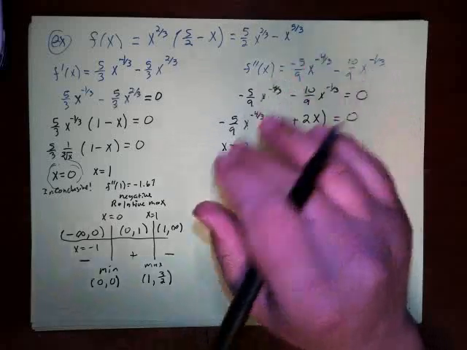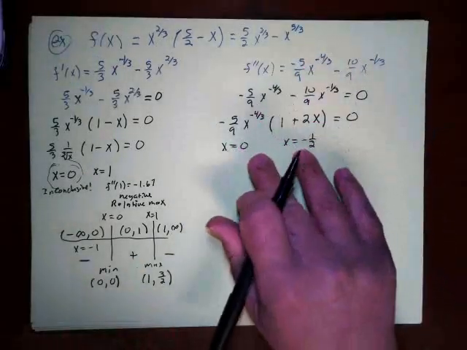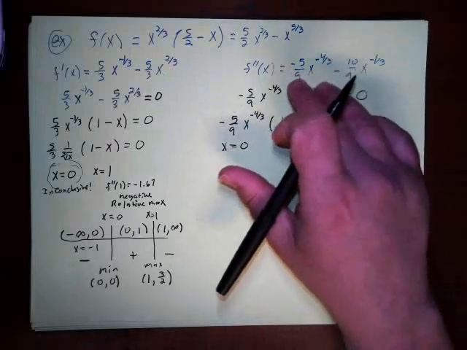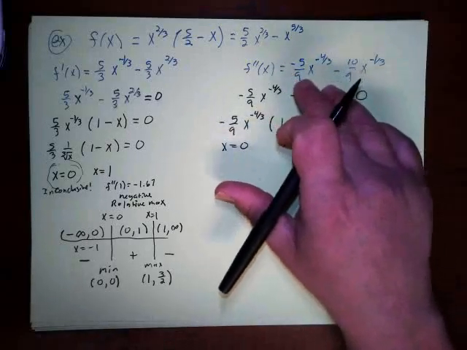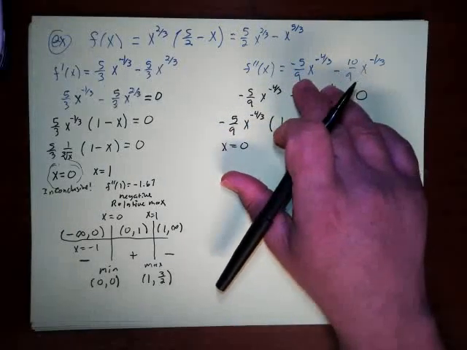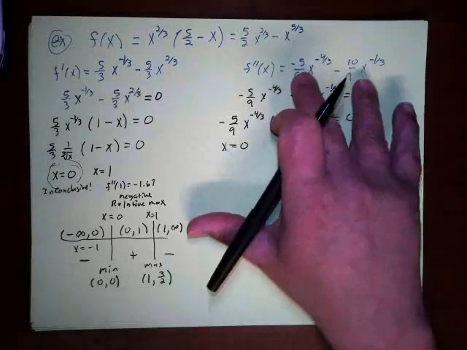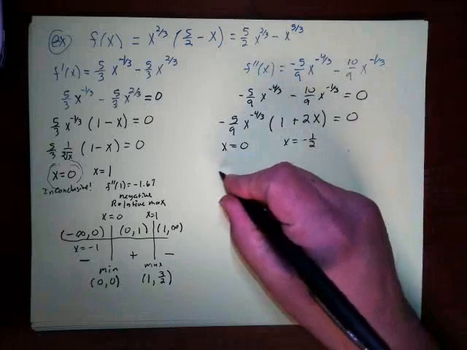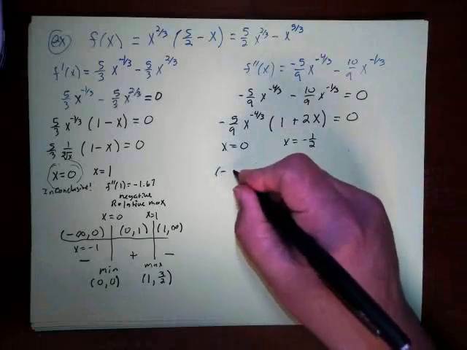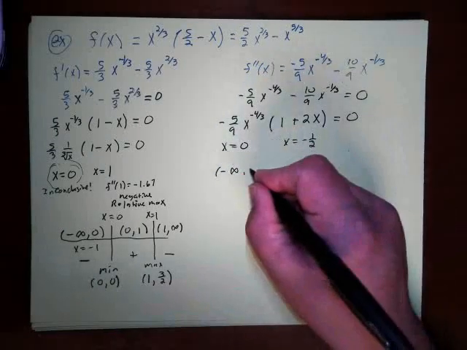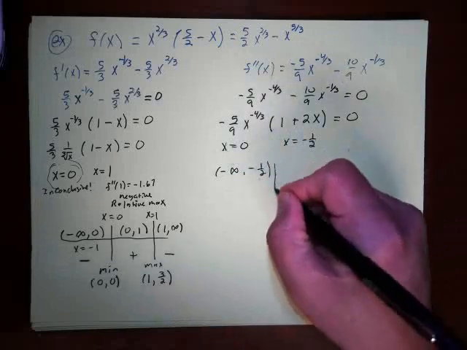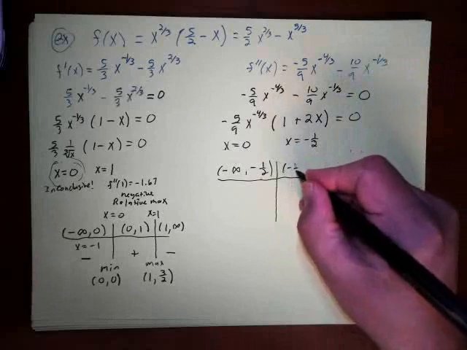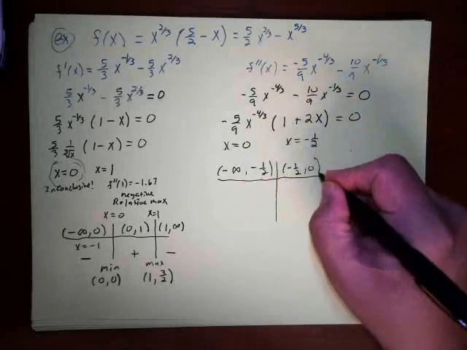But the point here is, in order to know if this is an inflection point, I got to see if the graph is changing its concavity. So I got to see if the sign of the second derivative changes at that point. So what I have here on my table, it would be negative infinity to negative 1/2. And then I have negative 1/2 to 0.